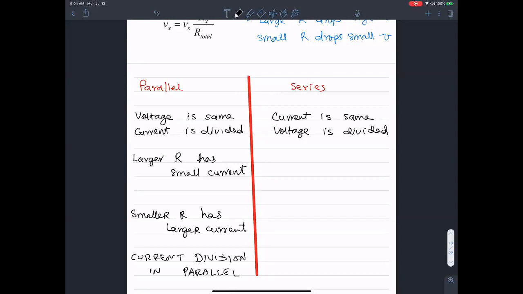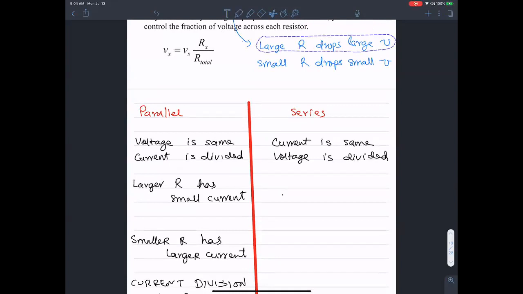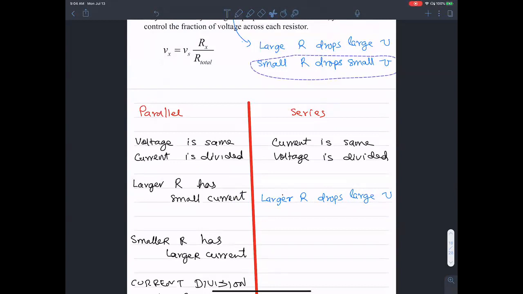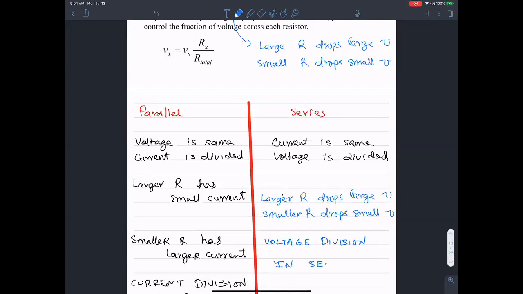Okay, similarly, for series combination, if you remember, the larger resistance drops larger voltage, and the smaller resistance drops small voltage. Okay, this is the idea of voltage division in series. Let me show you what I mean by that.